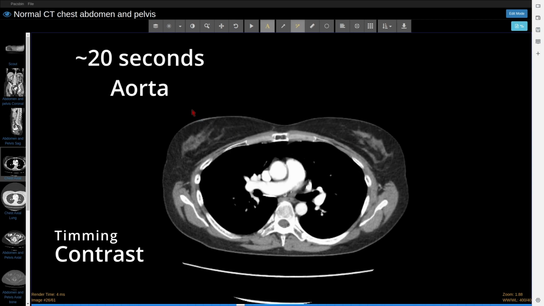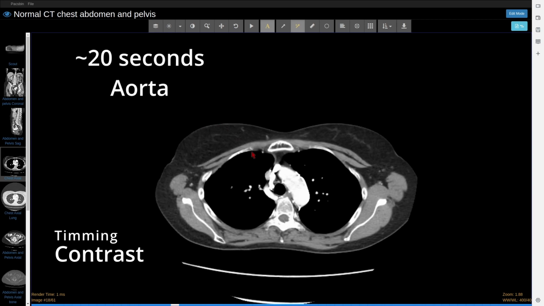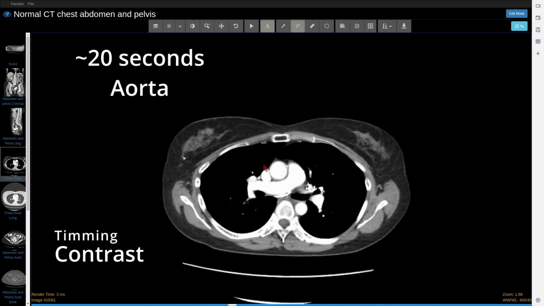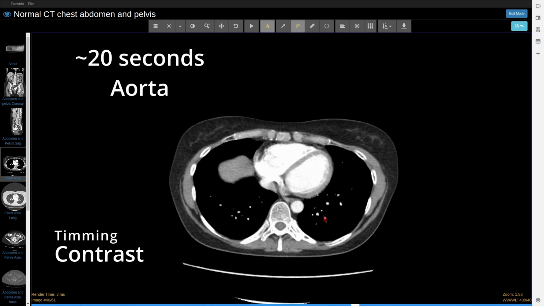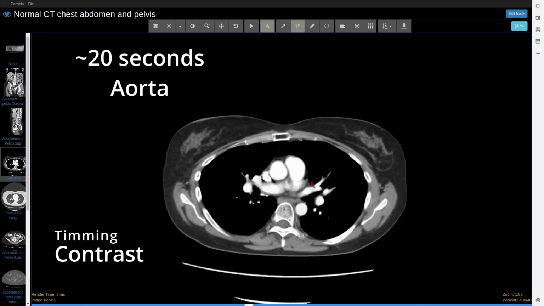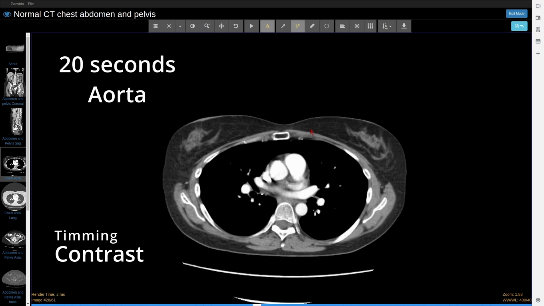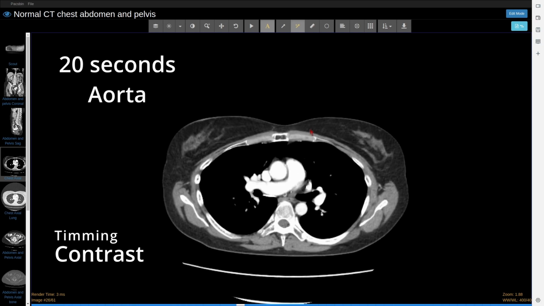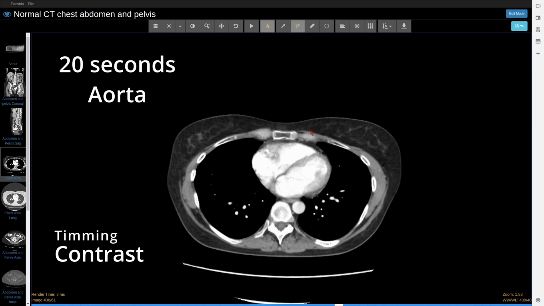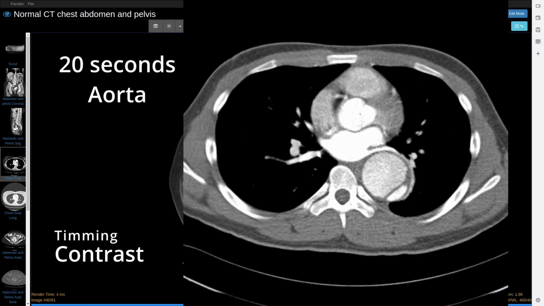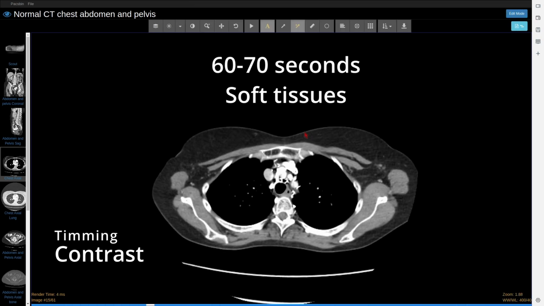Intermediate imaging. If we wait a little longer, about 20 seconds after injection, the contrast will move from the pulmonary arteries into the lungs, back to the pulmonary vein in the left heart, and then into the aorta. In this case, the aorta and other arteries will appear very bright. This protocol is called CT angiogram of the chest and is used to assess the arterial vasculature, such as ruling out an aortic dissection.